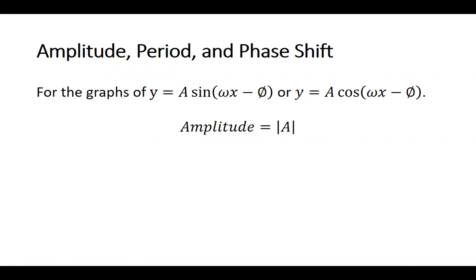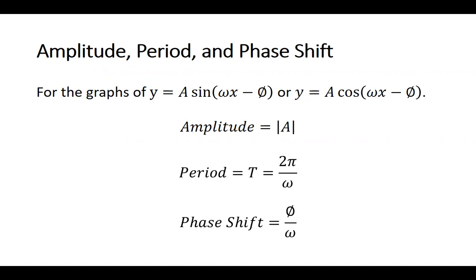So first of all, the amplitude is A, just as it was before. Your period is still going to be 2 pi over omega. The only difference now is that your phase shift, that's your shift right or left, is phi over omega. Now remember, if we had x minus phi, we would just say, okay, well, that's shifted to the right by phi. But since we have omega x minus phi, we have to divide that omega out of phi to get our phase shift, because remember that omega is changing our period. So our phase shift has to be adjusted for that.